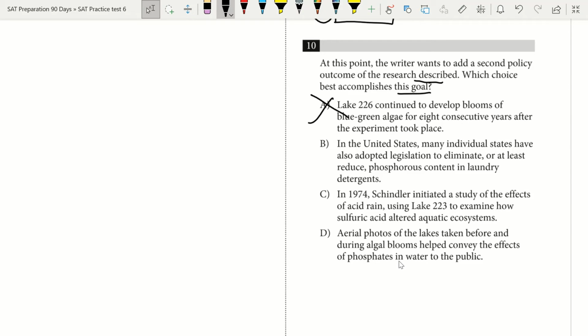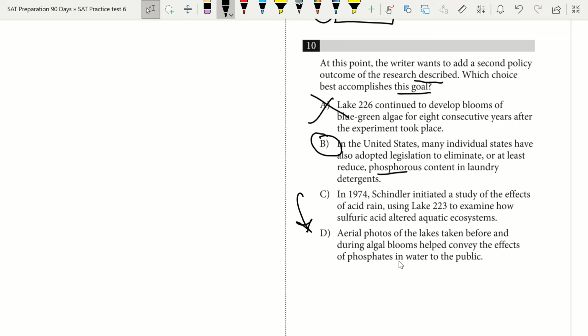As far as B, in the United States, many individual states have also adopted legislation to eliminate or at least reduce phosphorus content in laundry detergents. That's correct. We talk about a specific public policy that was adopted as a result of research on phosphates. Not necessarily this research, but research as a whole. So B will be our correct answer for 10.